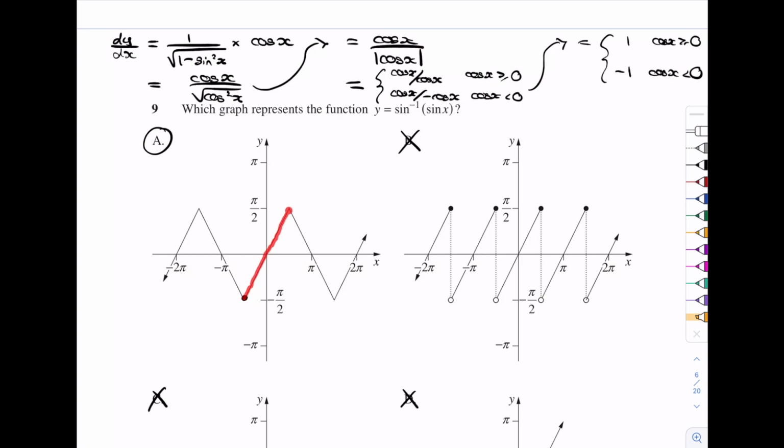First quadrant is 0 to pi on 2. And now we've moved into the second quadrant, so it should be negative 1 gradient. Pi on 2 to pi is the second quadrant, and then pi to 3 pi on 2, that's the third quadrant. And now we go into the fourth quadrant, 3 pi on 2 to 2 pi, and so on. And so you can see this really does match up in terms of the gradients. And so option A is correct there.